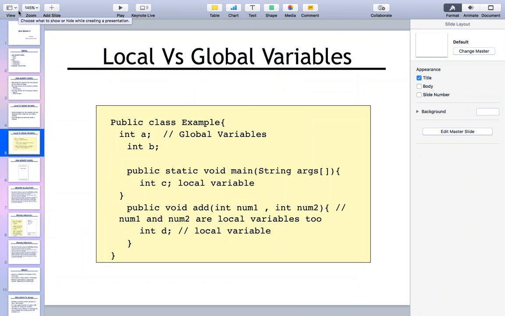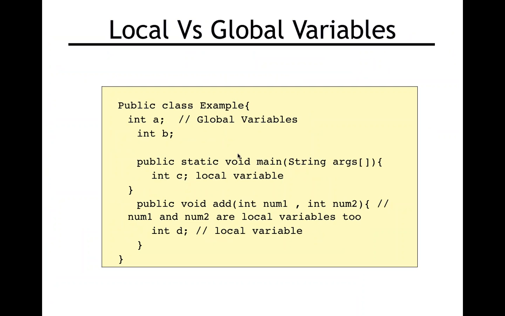So these variables are nothing but called global variables, right? They are accessible from throughout the class. Now the next variable is int c. As int c is defined inside a method, it is only accessible within void main. It cannot be accessed in the second method add. So if I try accessing it inside add, I'll get an error.